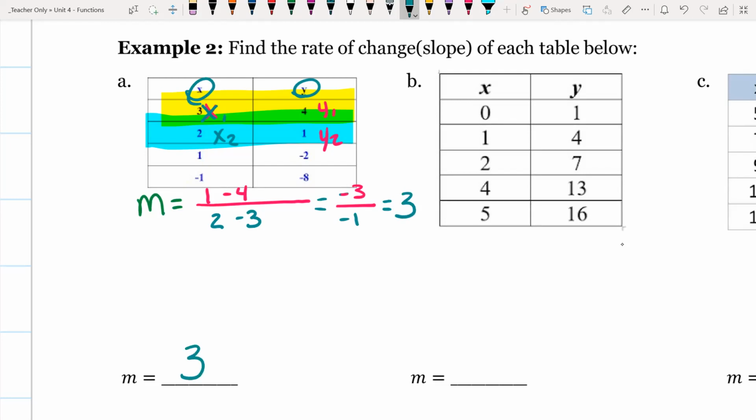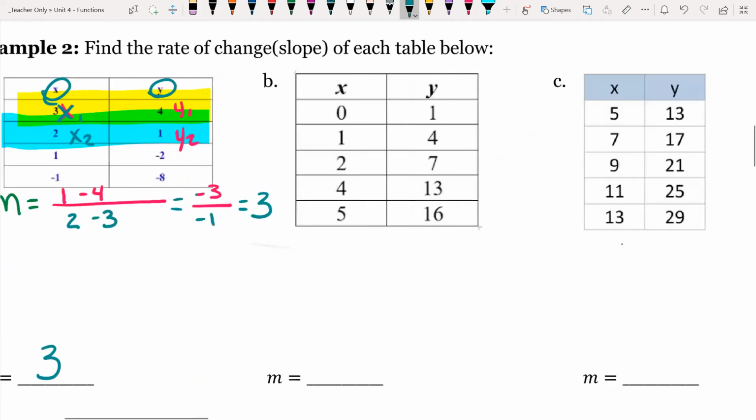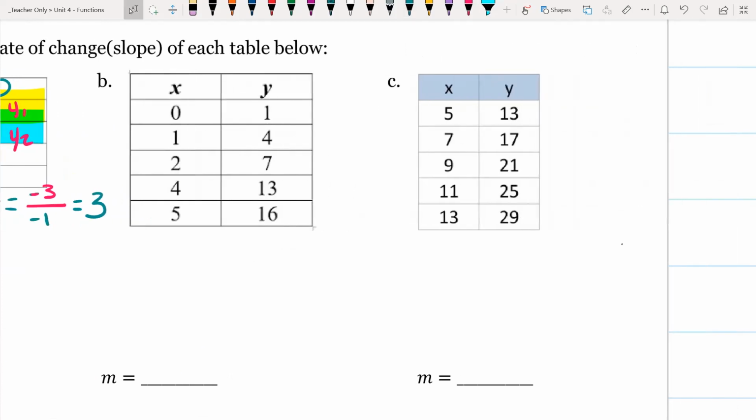So again, it's the same process. You're just choosing which 2 ordered pairs. If you did a different set, that would have been perfectly fine as well. All right. So one more together.